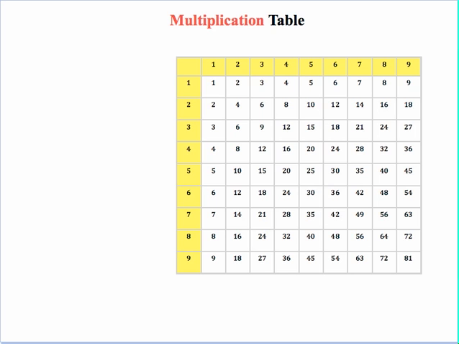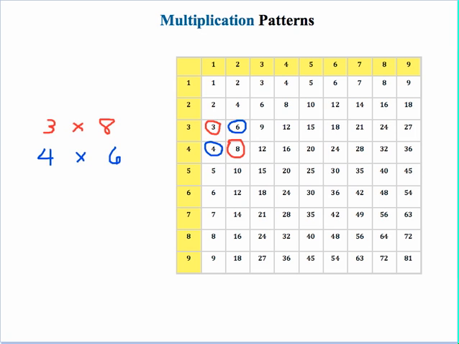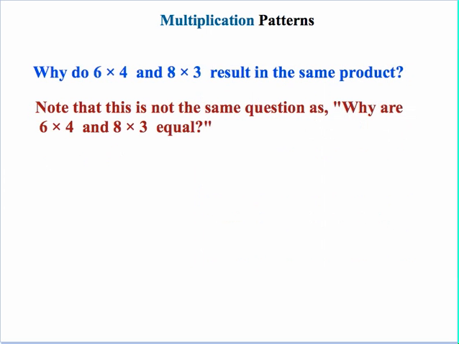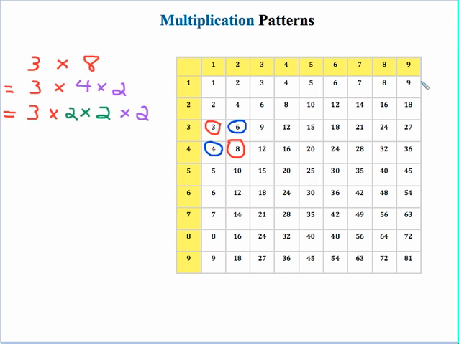So now let's look at multiplication and let's look at the table. What if we look diagonally? 3 and 8 and 4 and 6. We have 24 for both. Now look at this question. Why do 6 times 4 and 8 times 3 result in the same product? Now that's not really the same question as why are 6 times 4 and 8 times 3 equal? We've already answered that one. They're equal because they both came out to be 24. Well, let's look at it this way.